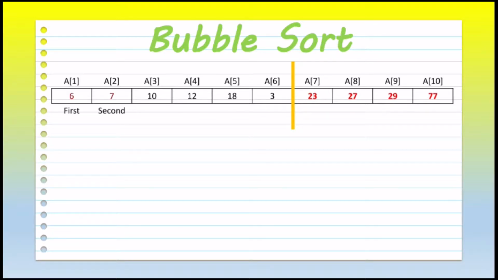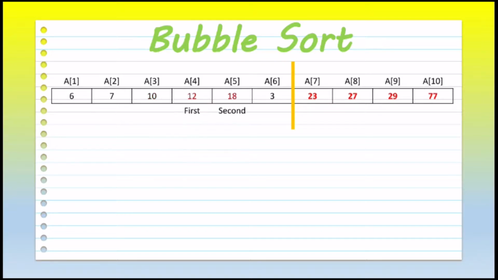So take the first two elements, that is 6 and 7. So 6 is greater than 7? No. The next two adjacent elements are 7 and 10. 7 is greater than 10? Again no, the condition is false. The next two elements are 10 and 12. 10 is greater than 12? No. Again the condition is false.